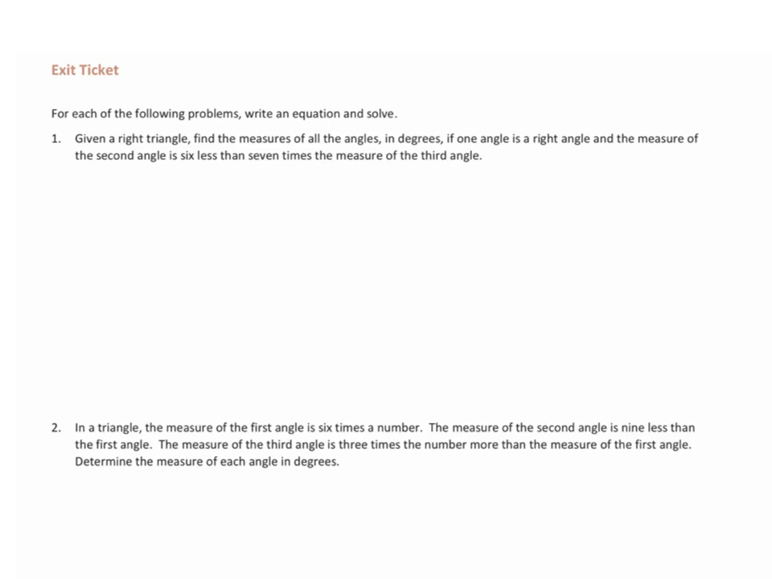Number 2 is also a triangle problem. In a triangle, the measure of the first angle is 6 times a number. The measure of the second angle is 9 less than the first angle. The measure of the third angle is 3 times the number more than the measure of the first angle. Determine the measure of each angle in degrees. Again, do your close reading. Figure out what you do know. Use those clues to help you solve. And then tell me those 3 angle measurements. If you get stuck here on your exit ticket, go back and watch how I did the exercises, because the exercises are very, very similar to this exit ticket here.